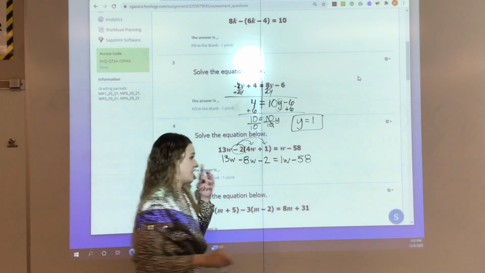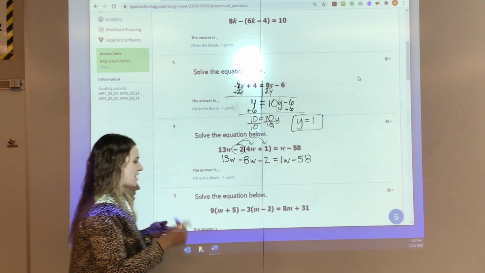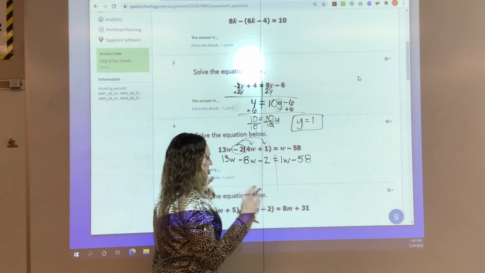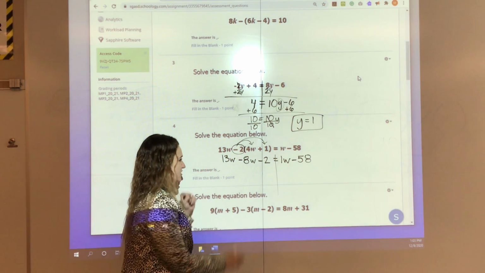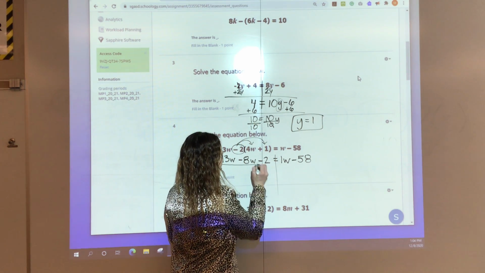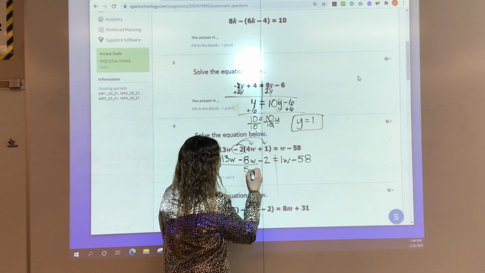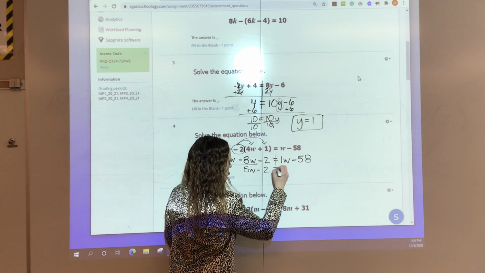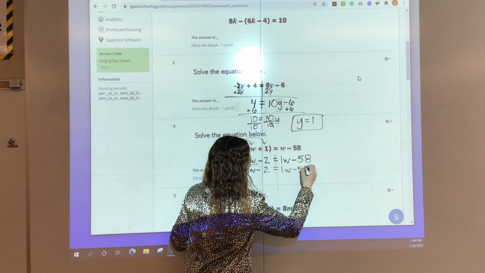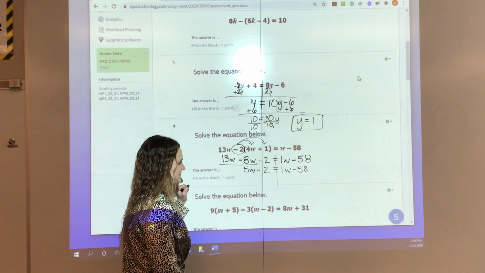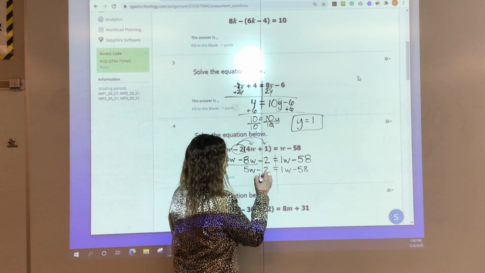Notice I put a 1 in front of that w. It just helps to remind me that that is a 1w. Next, I need to clean things up. I have like terms over here. So 13 minus 8 should give me 5. All right, we're getting there. Next, I have to get rid of that negative 2, so I'm going to add 2.